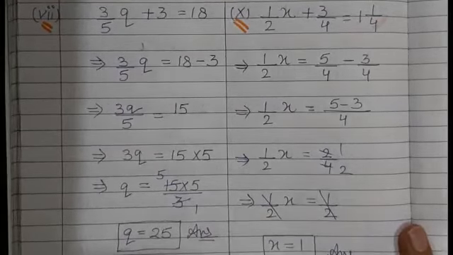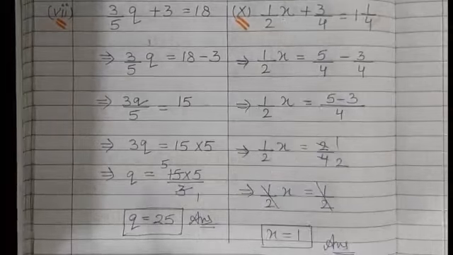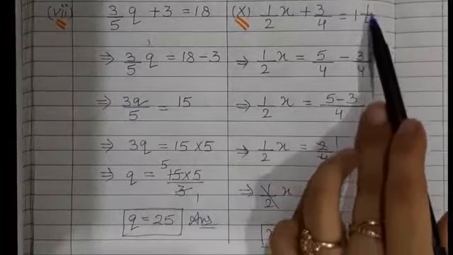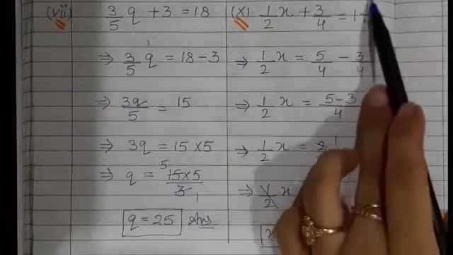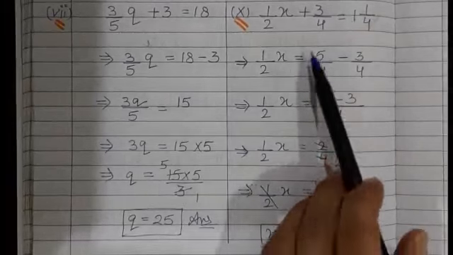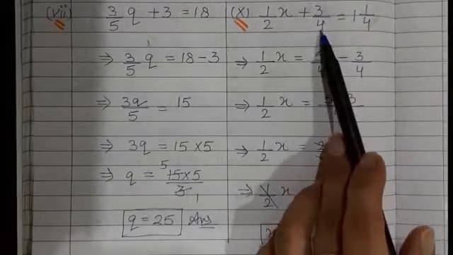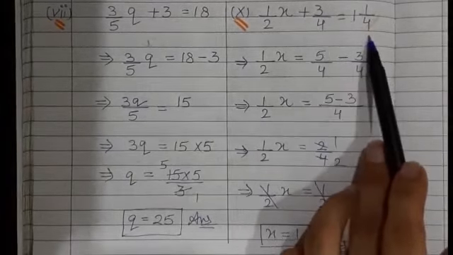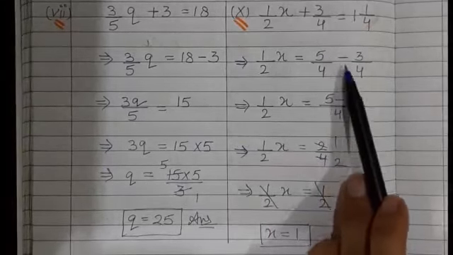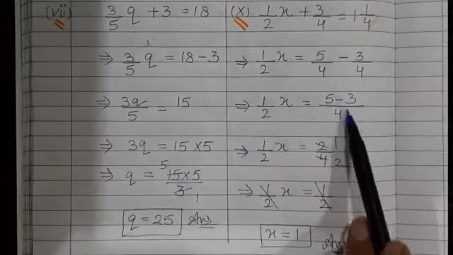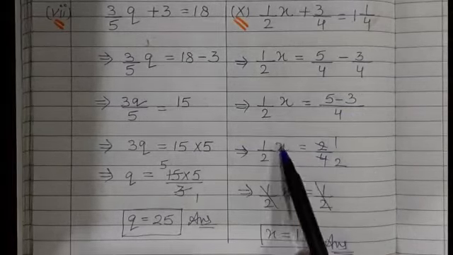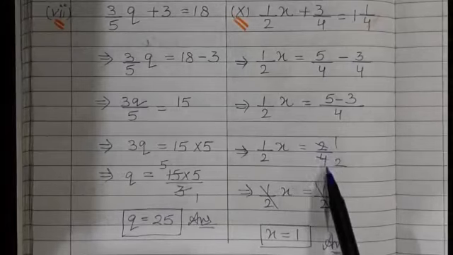Right? Now the 10th part, 1 by 2x plus 3 by 4 is equal to 1 whole 1 by 4. When we convert this mixed fraction into a simple fraction, it will be 5 by 4. Now transpose plus 3 by 4 from the left-hand side to the right-hand side, it becomes negative. So 5 by 4 minus 3 by 4, when we solve by taking LCM, it will be 2 by 4. So 1 by 2x is equal to 2 by 4.